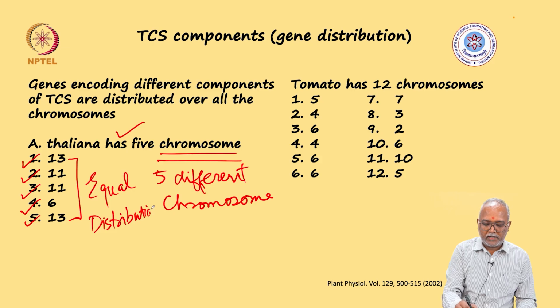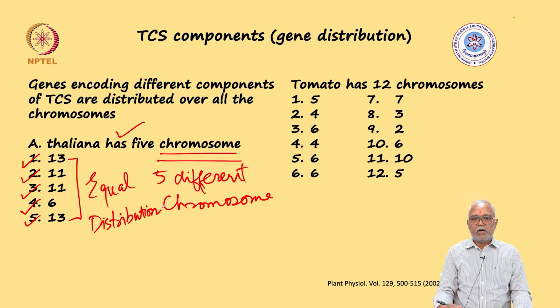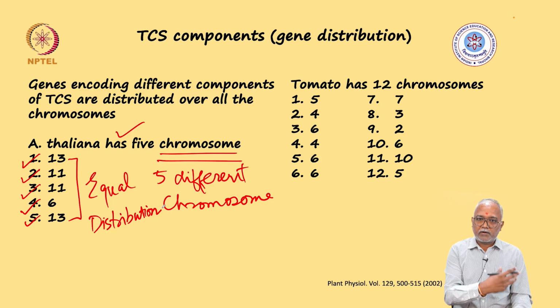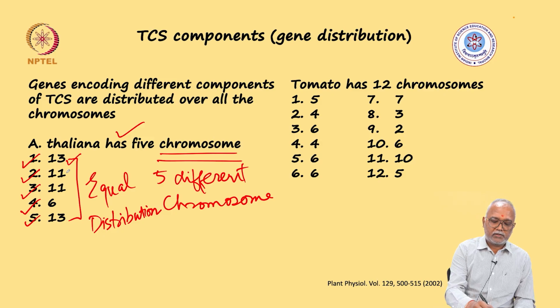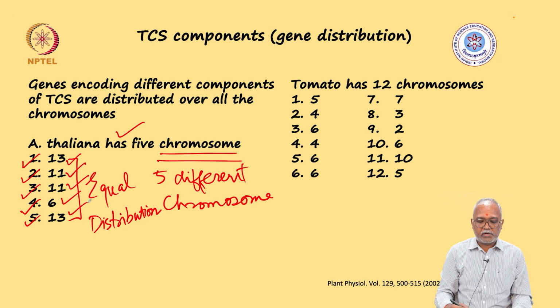In case of bacteria, when we saw 2-component system, response regulator and the sensor kinase, in many cases those are regulated by an operon, and a single operon is coding for the components of the 2-component system. But here what we notice is that the operon concept does not apply in plants. So here we have more of an equal distribution of these genes on different chromosomes.